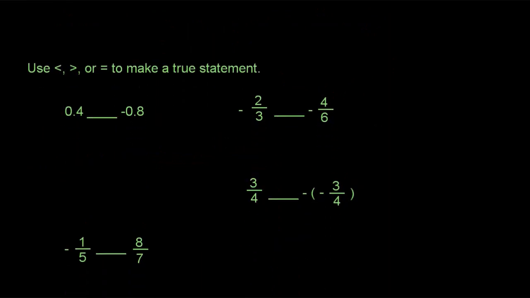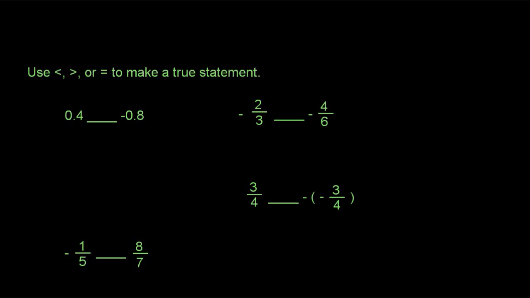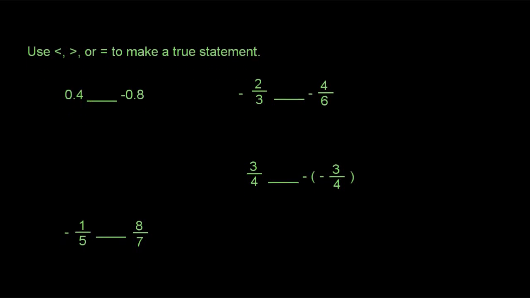In this next problem, we're going to use inequality symbols. The problem reads, use less than, that first symbol means less than, the second symbol is greater than, or equal to make a true statement. If you think of these symbols as arrowheads, you want them to point to the smaller of the two numbers. So with 4/10 and -8/10, -8/10 is smaller, it's a negative number, and so we want it to point in that direction. So we put in the greater than symbol.